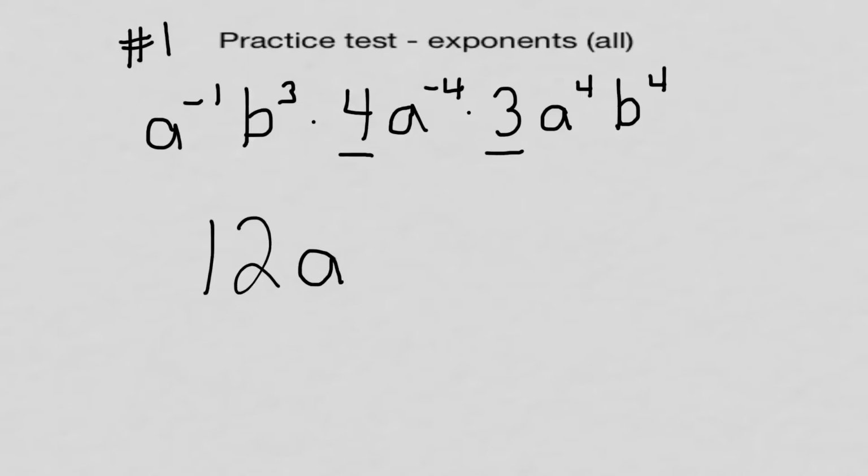So for now, I'm going to put that down: a to the negative 1. Now I'm going to add my b's. B to the 3rd, b to the 4th, add the exponents, I get b to the 7th.